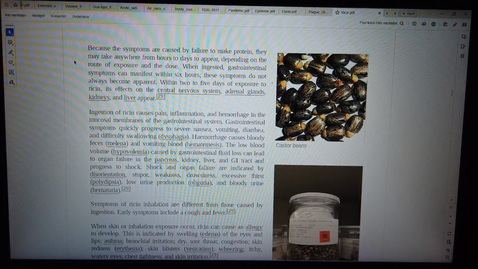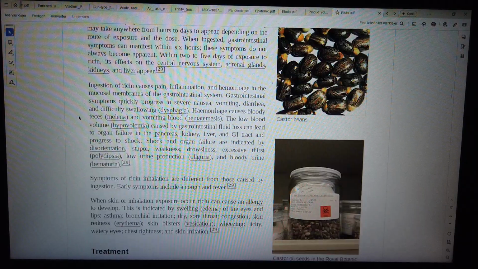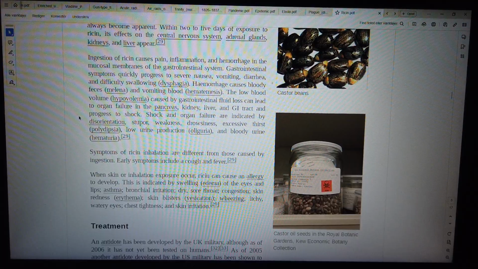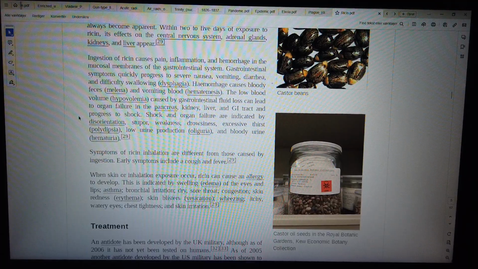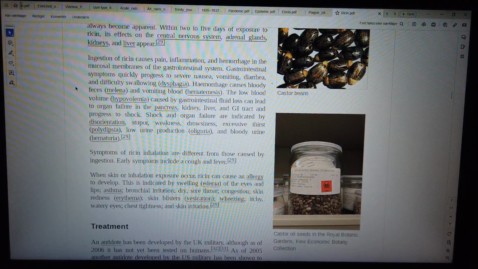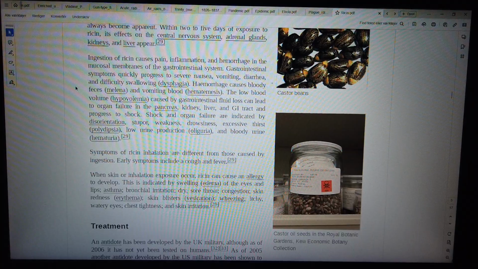These symptoms do not always become apparent. Within 2 to 5 days of exposure to ricin, its effects on the central nervous system, adrenal glands, kidneys, and liver appear. Ingestion of ricin causes pain, inflammation, and hemorrhage in the mucosal membranes of the gastrointestinal system. Gastrointestinal symptoms quickly progress to severe nausea, vomiting, diarrhea and difficulty swallowing, dysphagia. Hemorrhage causes bloody feces, melena, and vomiting blood, hematemesis.